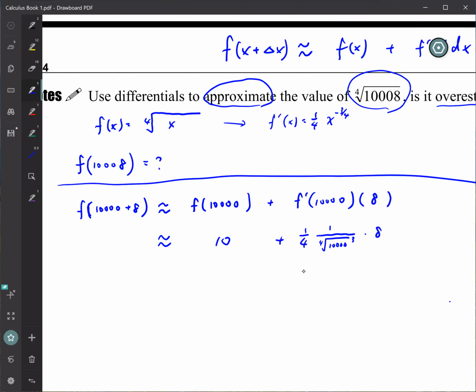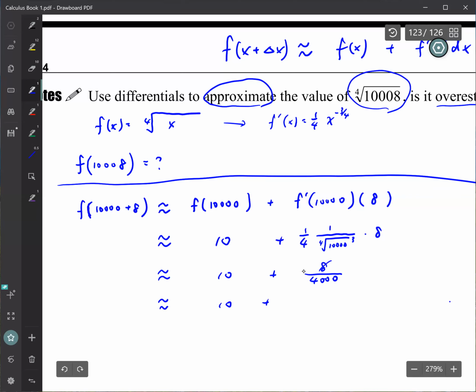Anyone has questions so far? Okay, and then continue. 10 plus, fourth root of 10,000 is 10, right? 10 cube is 1,000. So if we multiply, it will be 8 over 4,000. Are we good? We can reduce it. So 10 plus, that'll be 1 over 500. So close to 10 and 1 over 500.